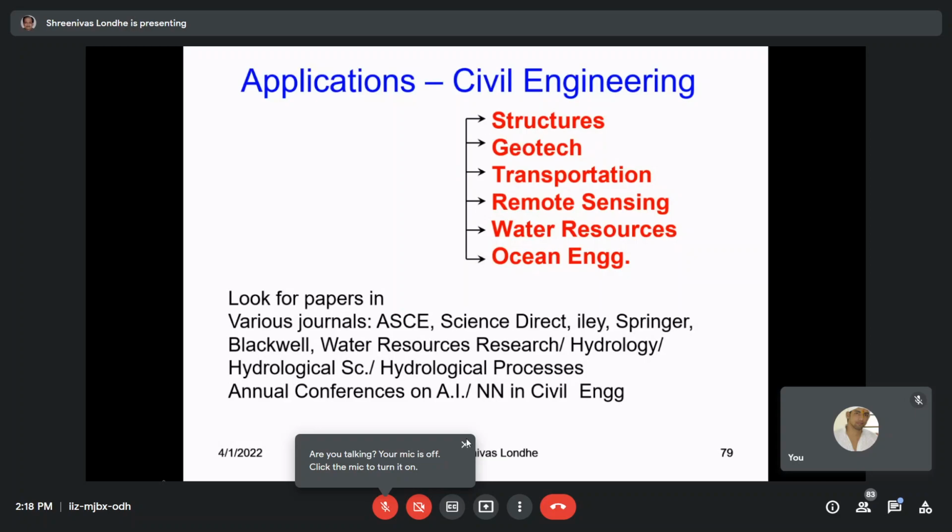There are structural engineering journals, concrete technology journals, environmental journals of ASCE, Science Direct, Springer, which will give you a variety of applications of neural network in civil engineering. I will showcase just a few of them from the hydrology point of view so that you can appreciate the power of this tool.